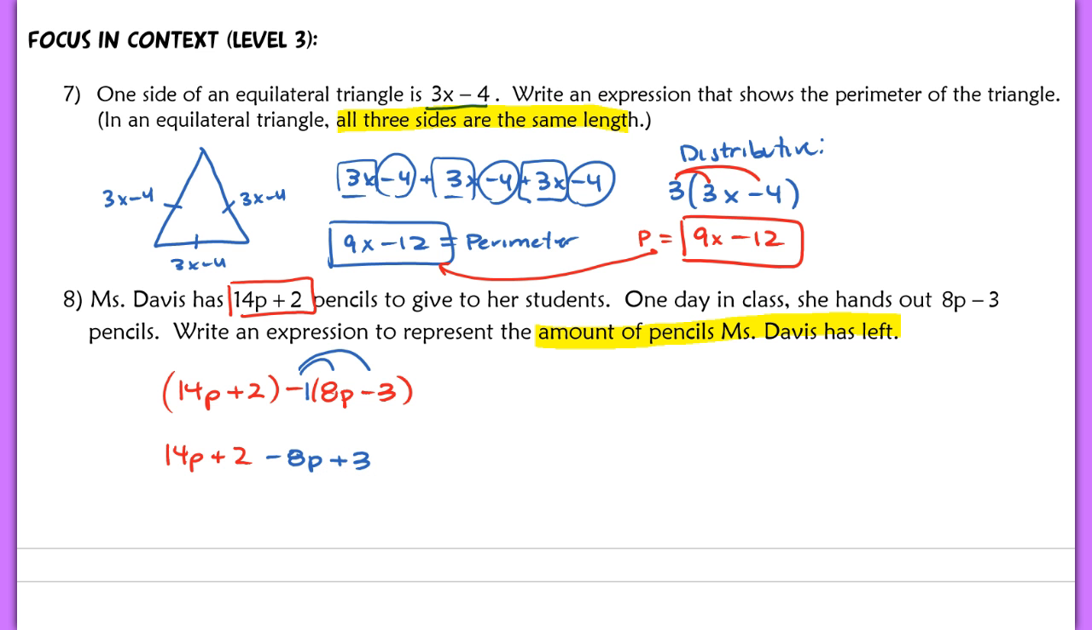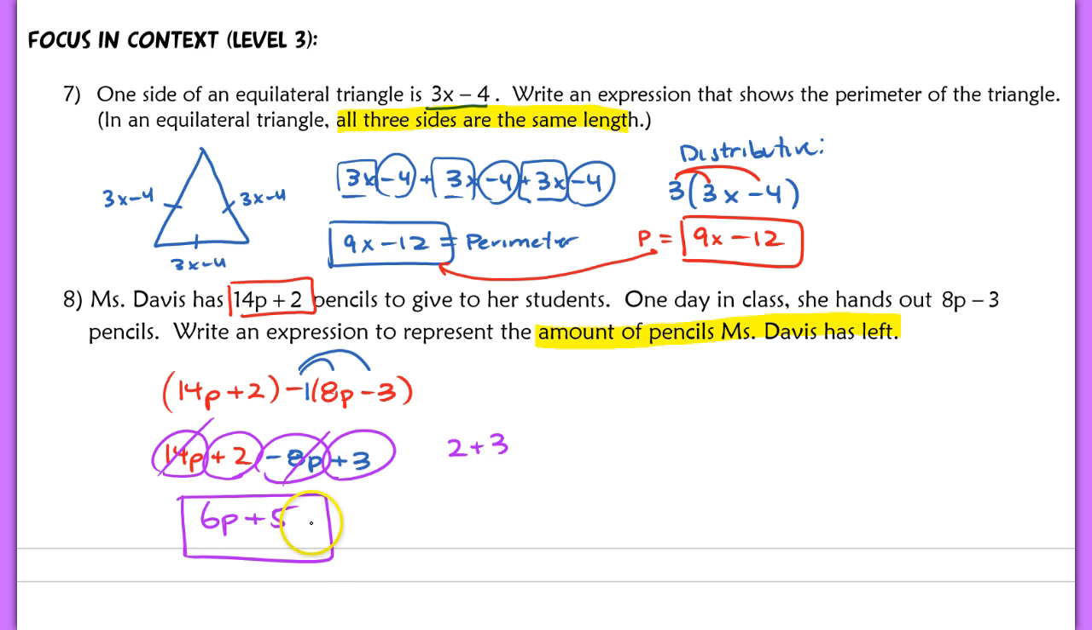And then after this I'm just going to combine like terms. So I have 14p and -8p. I type that in my calculator. 14 minus 8, that gives me 6p. And then I have a plus 2 and a plus 3. So positive 2 plus 3, type 2 plus 3 in your calculator, and you'll get 5. So this is the expression of the pencils that are left. So this is the number of pencils that are left over.